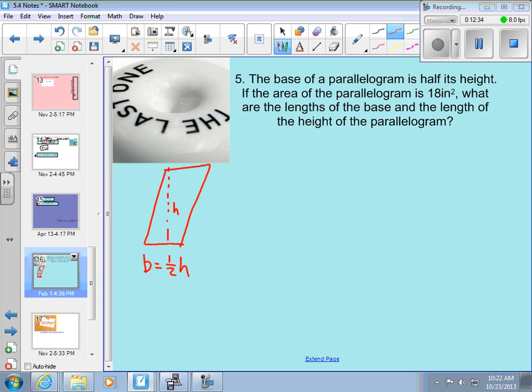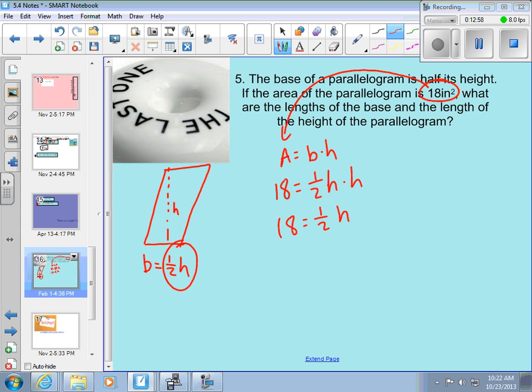So our base equals 1/2 the length of the height. All right, and they say that in this one, the area is 18. Well, we know area of a parallelogram is base times height. So if we put 18 as our area, our base is 1/2 h, and our height is h. Now we should combine together and see what we get here. Well, we got 18 equals 1/2. h times h is h squared.